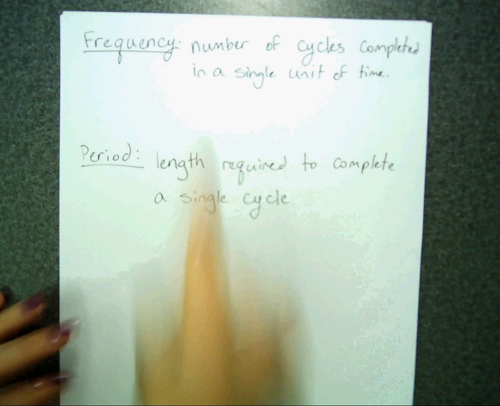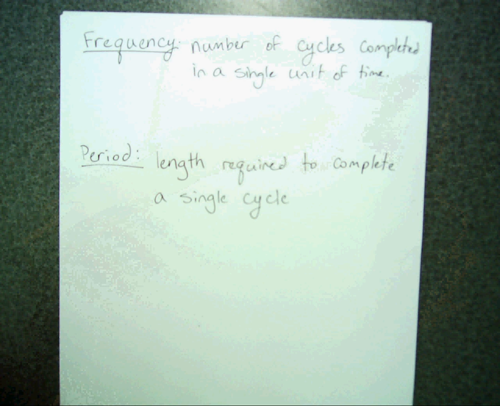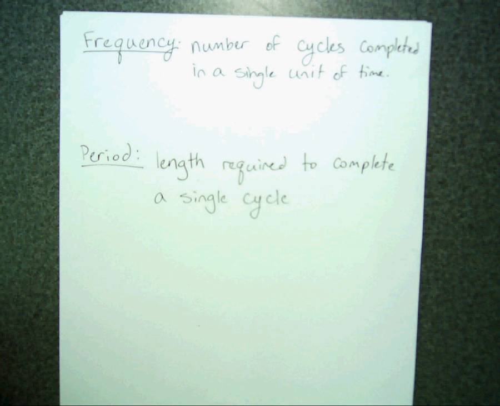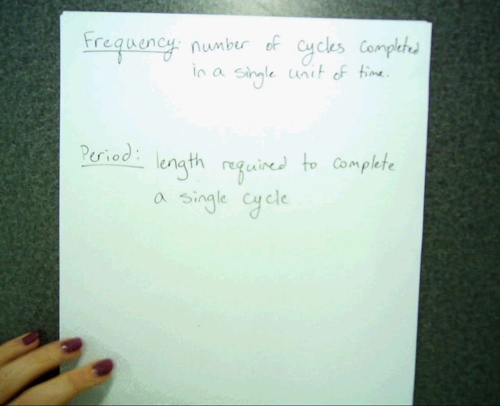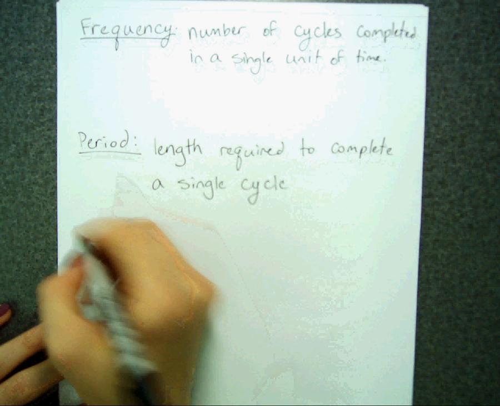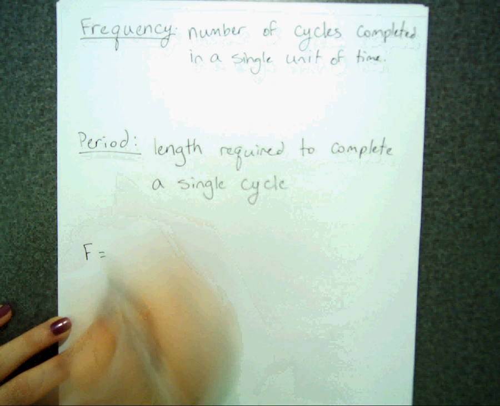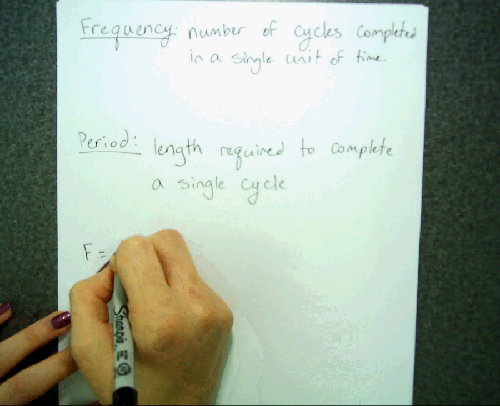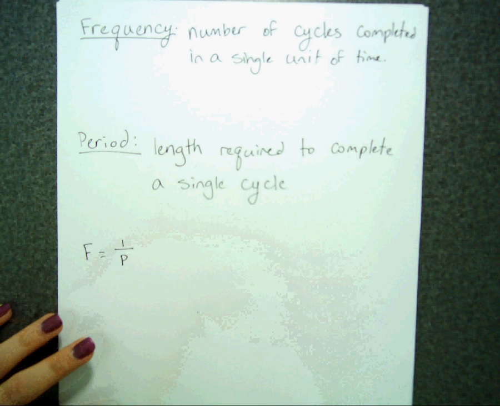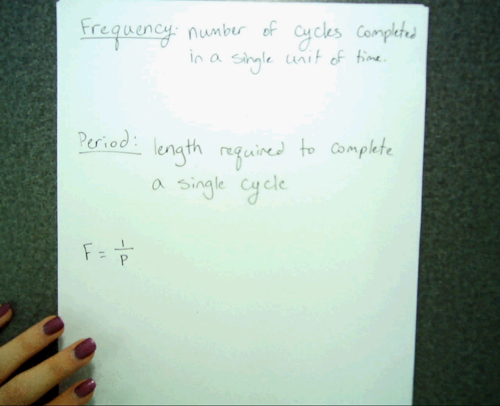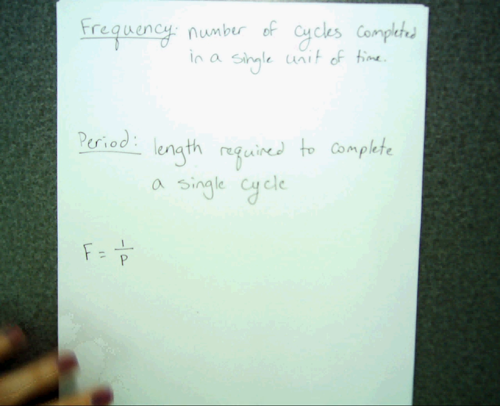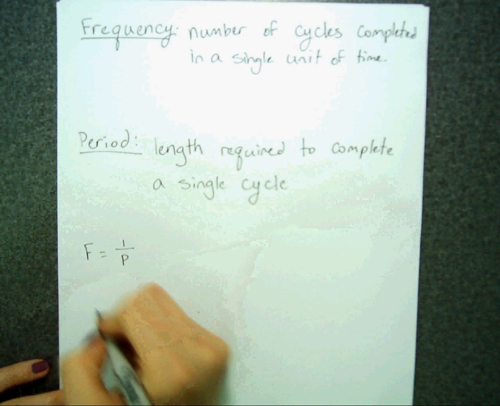So it's the number of cycles. Your frequency is the number of cycles that are completed in a single unit of time. The way we find it, my frequency f is equal to just the reciprocal of the period. So whatever my period is, flip it over, and that's my frequency. Okay, so let's do a little example right quick.